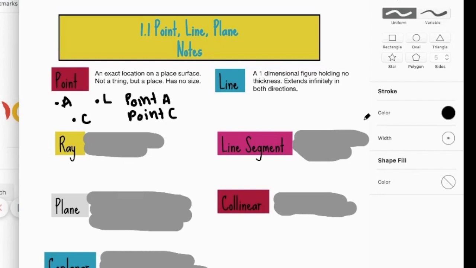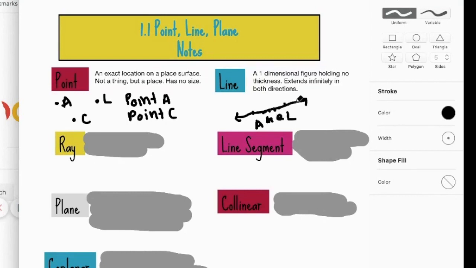So a line is created by taking a bunch of points and thinking about the spaces between them. So if I have point A and point L, I can connect those two to form a line. But really this line is a connection of all of the points between them. Maybe there's a point M or a point Q, and all of these little points, as I connect them, start to form a line.